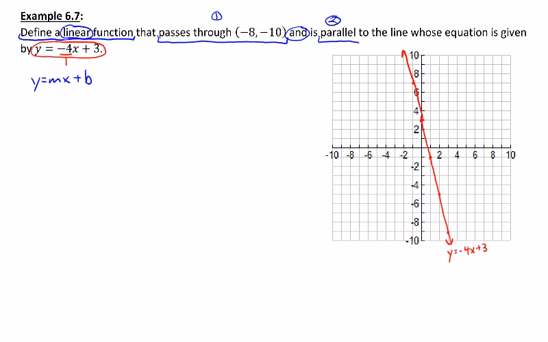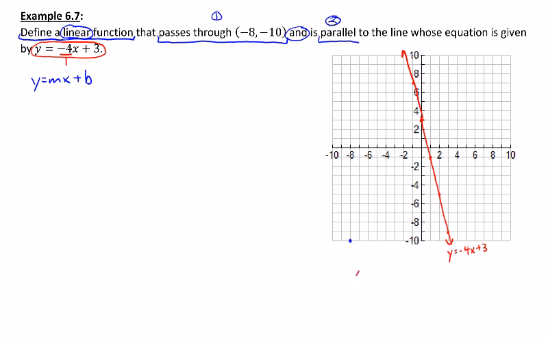Now the function that we're trying to define has to cross through the point (-8, -10), but it is supposed to be parallel to the line that we've drawn here in red. If I was just trying to estimate, it would look probably something like this. That would be parallel to the red line, passing through our particular point of interest. Now I don't want to just estimate, I want to be able to graph it exactly.